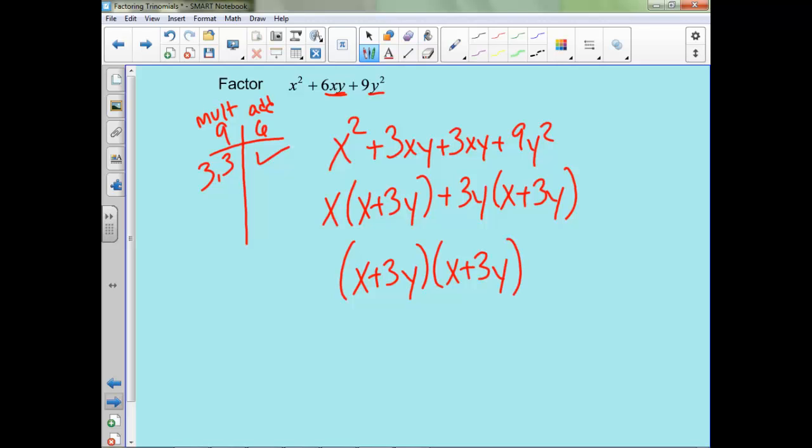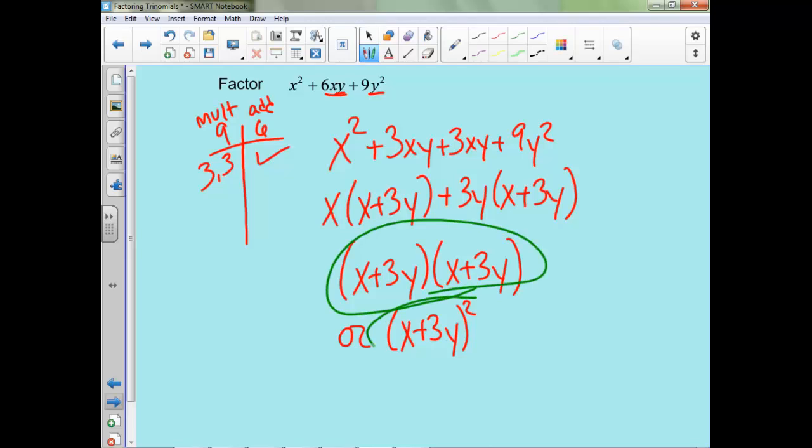Let me get this. If you wanted, you could also write your answer like this. Either one is okay. You can leave it like this if you want. Some people like writing it like that. Doesn't matter. And this is how you factor trinomials.